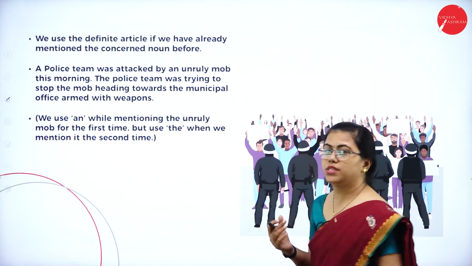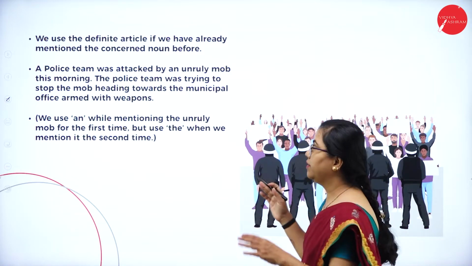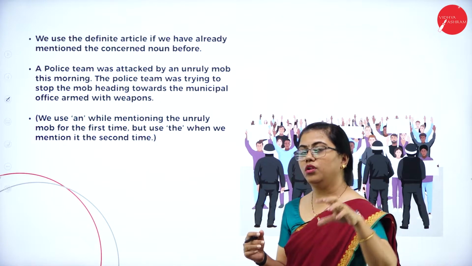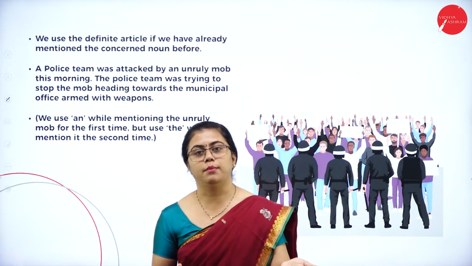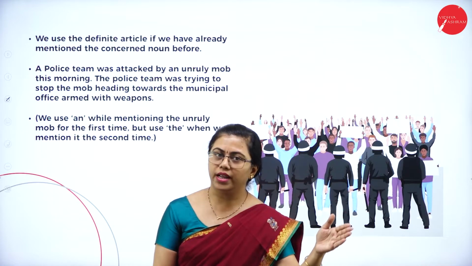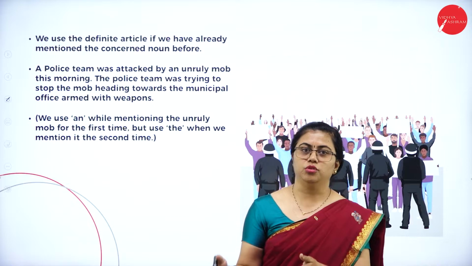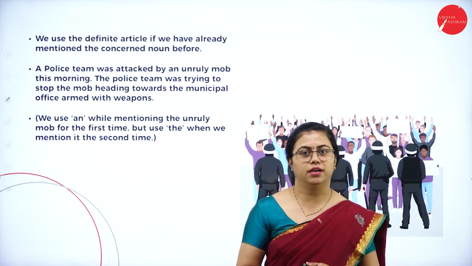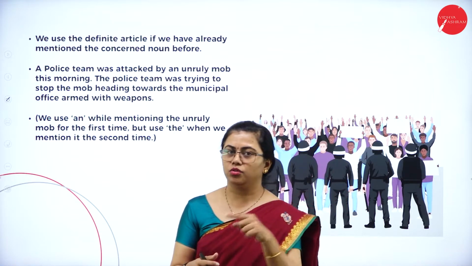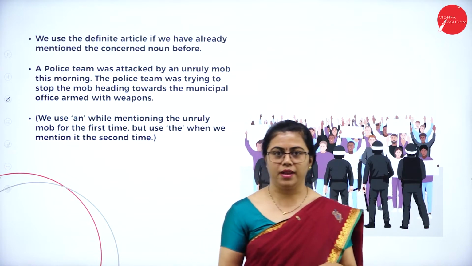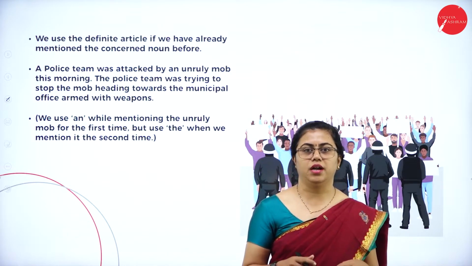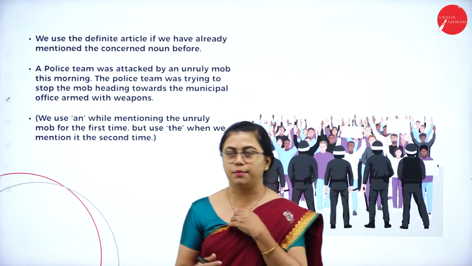We also use this definite article whenever we are referring to some noun which we have already spoken about in a sentence. We have already referred to that noun earlier, and when we are referring to it again, at that time also we use the definite article. When we are using that noun the second time, we use this definite article. So how do you do that? Let us see an example over here.